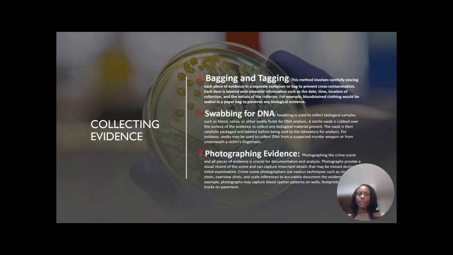Photographing evidence. Make sure you take pictures of every little thing because every little piece of evidence can help you build the timeline and establish what actually took place and what is actually evidence. So photographing the crime scene and all pieces of evidence is crucial for documentation and analysis. Photographs provide a visual record of the scene and can capture important details that may be missed during the initial examination. So these are very important pieces of being able to solve your murder, and that's the collection of evidence.